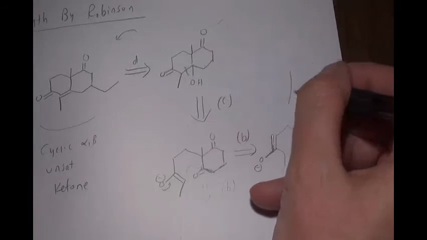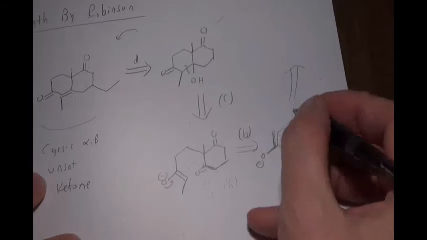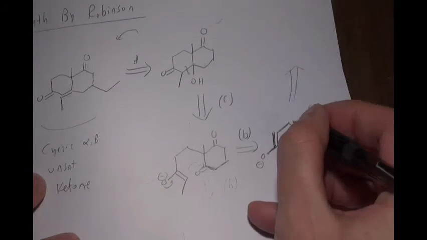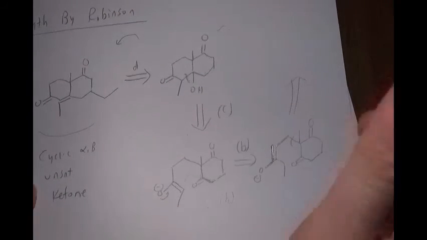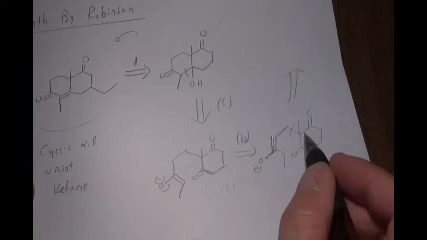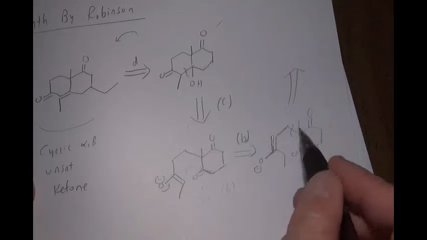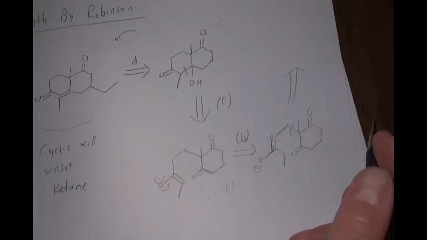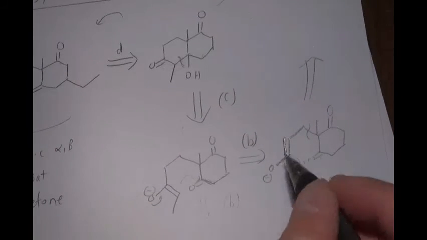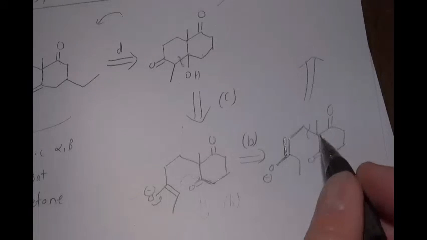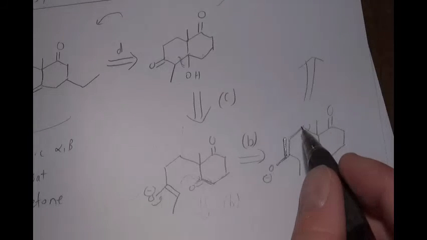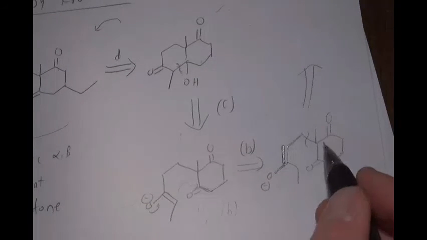And I'm going to go up this way just because of space issues. A in the Robinson was the Michael, and this now is going to be the disconnection of these two pieces. So it's going to be between the alpha of the Michael donor. This is going to be the Michael donor on the right, and then it'll be between the alpha of the Michael donor and the other carbon, which will be the Michael acceptor. So this is the disconnection now.